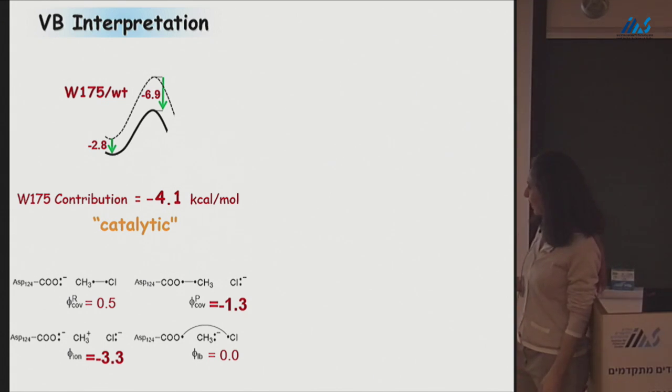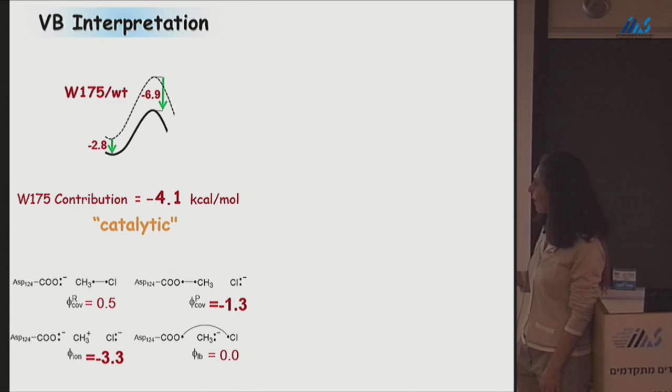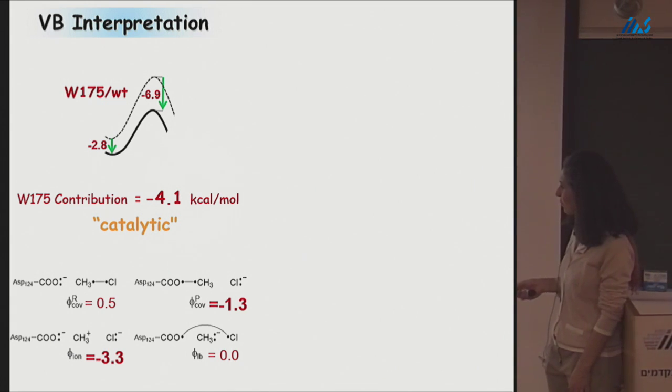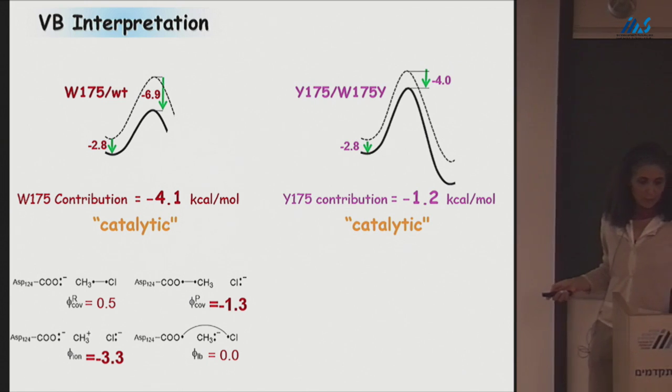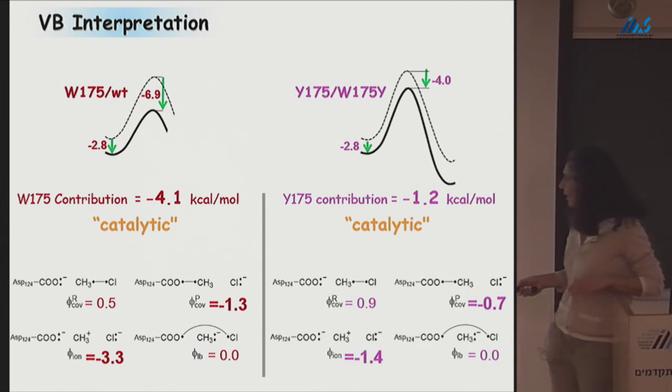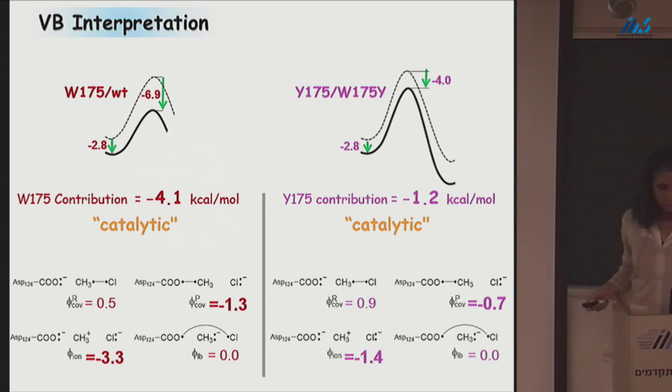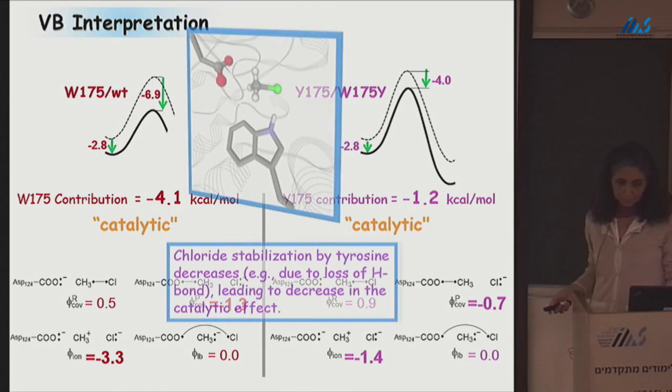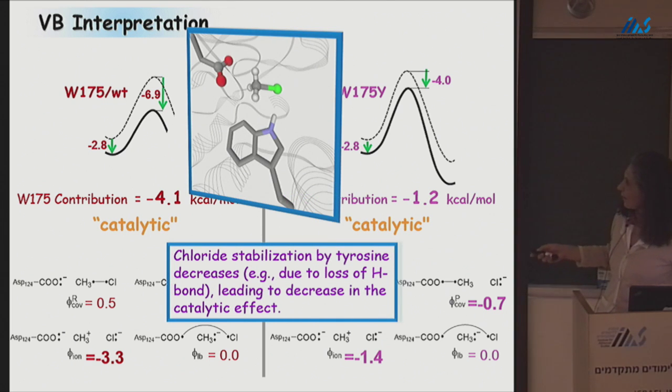Indeed, if we remember before, tryptophan 175 was catalytic, mainly because of interactions with these two chlorine ions. So when we mutate it to tyrosine and do the same analysis, we can see that, again, it is catalytic, but much less catalytic. And if we look at the reason for catalysis, we see that it comes from the same dominant valence bond structures. And indeed, losing this hydrogen bond, we can understand why we got less catalytic effect now.